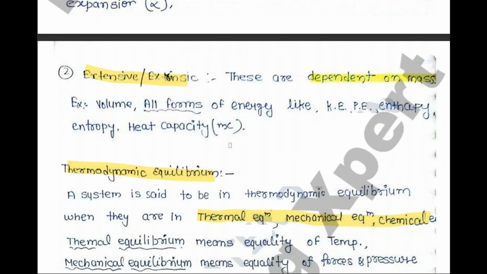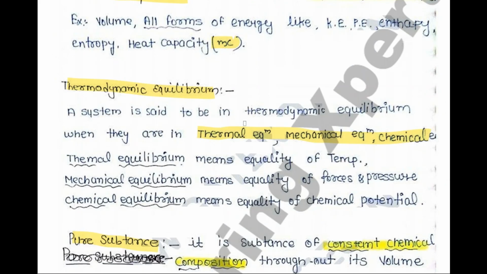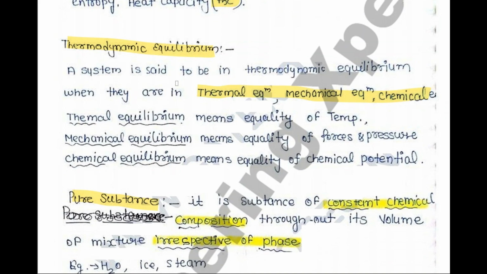Extensive properties, unlike intrinsic ones, are dependent on mass, like volume and heat capacity. Heat capacity is mC, so this is definitely dependent on mass because mass is mentioned there. And other things like enthalpy, kinetic energy, potential energy are all dependent on mass. And what is thermodynamic equilibrium?